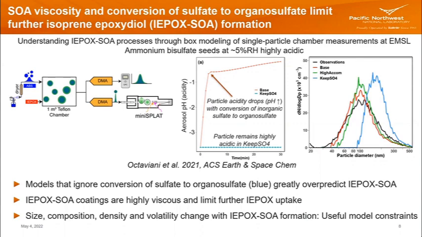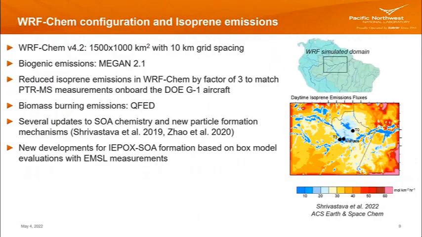So the point here is that when you have multiple measurements of size, composition, density, volatility, and then also the mass spectral measurements, you can really use that to constrain what you know about the formation of IPOX SOA processes and the chemical kinetics. So that was validation of some of the IPOX SOA mechanisms with laboratory studies. So now I'm going back to trying to model the Amazon field campaign.